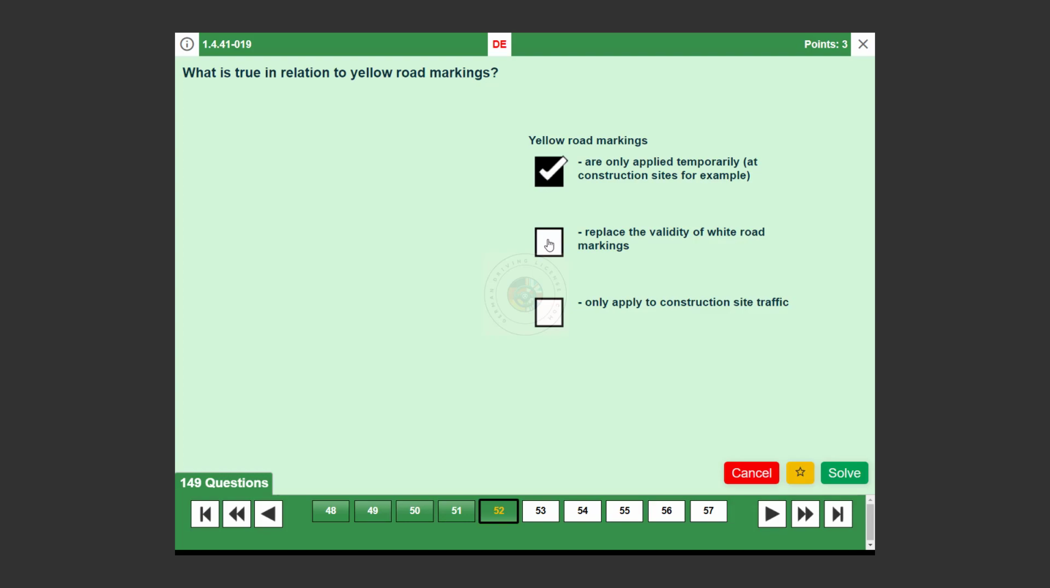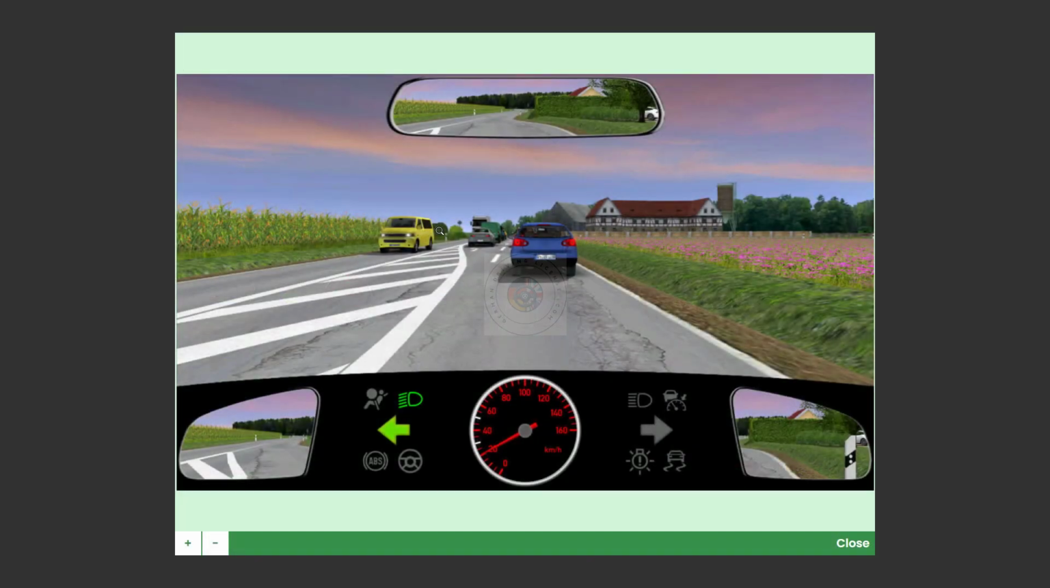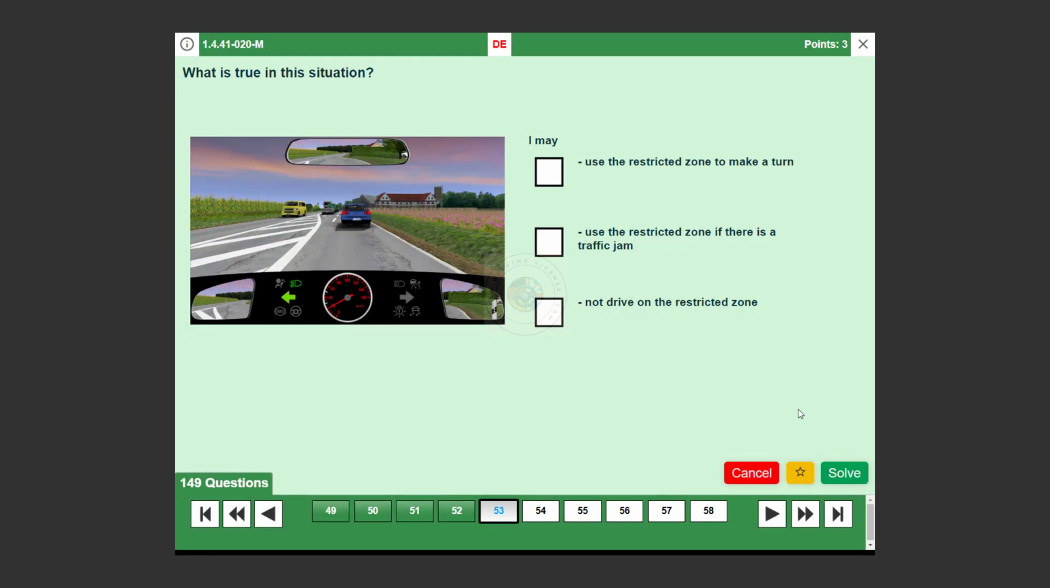Replace the validity of white road markings. True. When present, yellow markings override the white markings. Question number 53. What is true in this situation? Use the restricted zone if there is a traffic jam. False. Restricted zones must not be used, even in traffic jams.